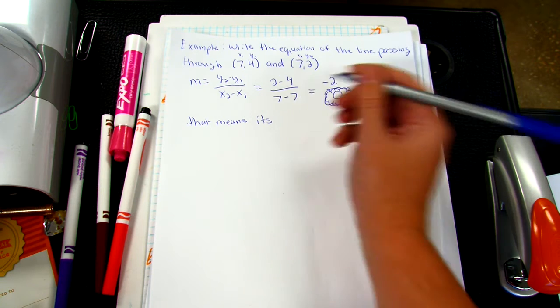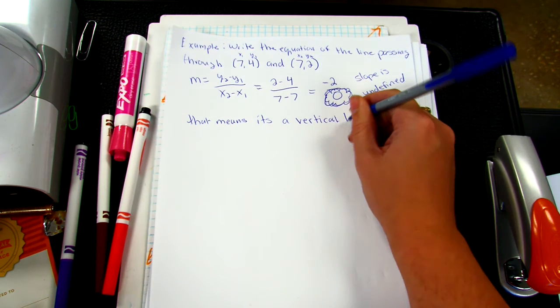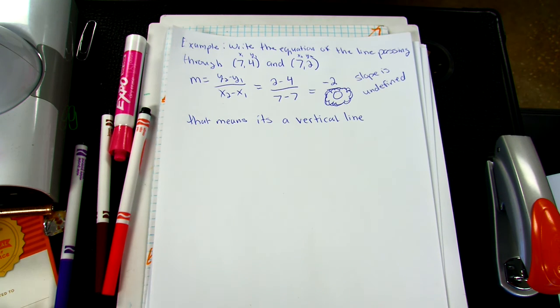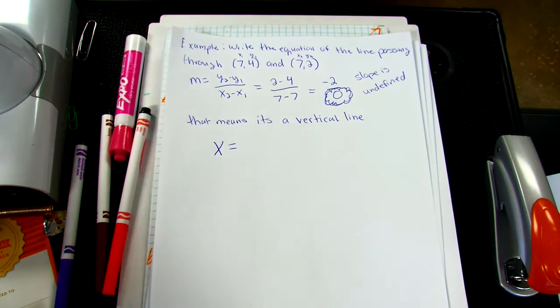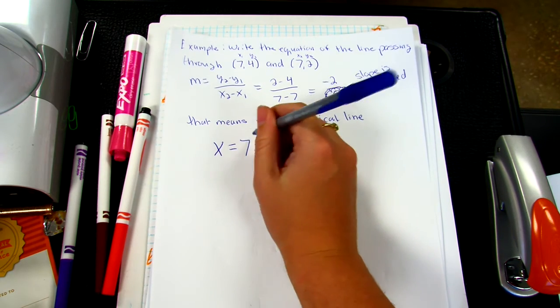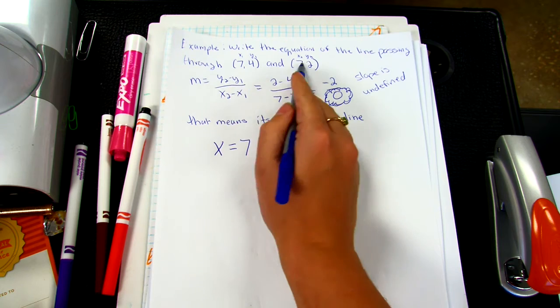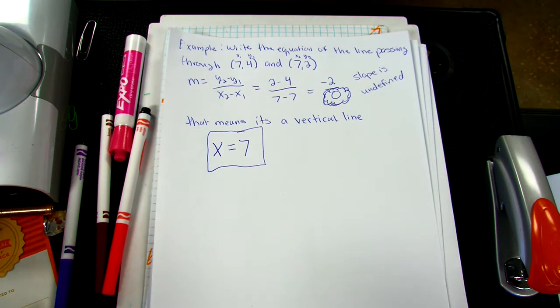it's not a function. It's a vertical line. We can't find a slope. Slope's not even 0. It's undefined. That means it's not even a function. It's a vertical line. And remember, vertical lines look like this: x equals some number. So we go to our points. What is x always equal to? 7. It doesn't matter what your y is. x will be 7. So our equation is x equals 7.